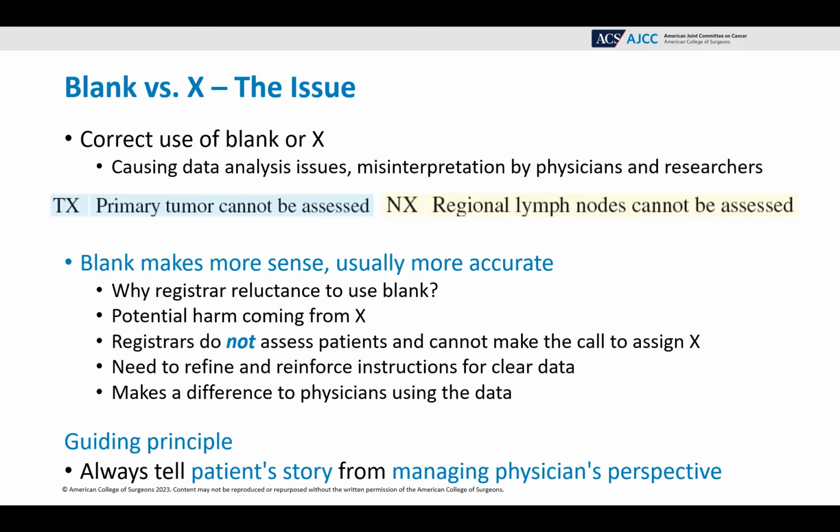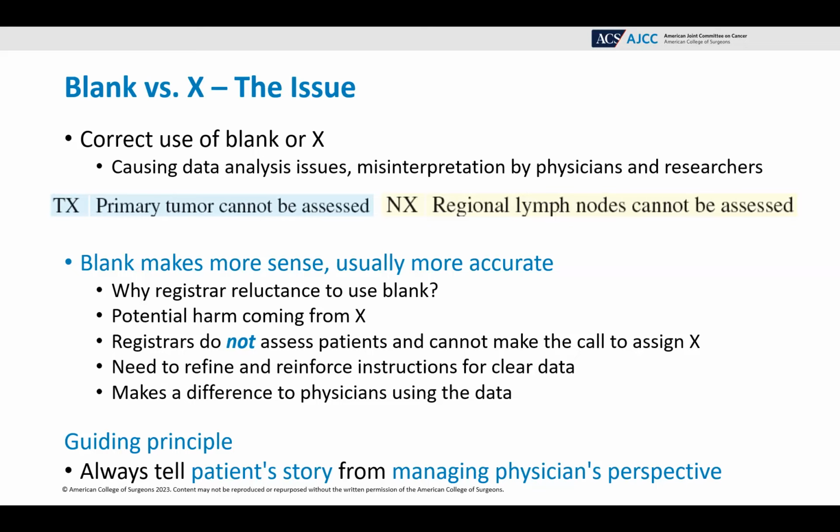I really don't understand the registrar reluctance to use a blank. There is potential harm coming from the use of an X. So why not leave it blank? Registrars do not assess patients, and therefore registrars cannot make the call to assign X.